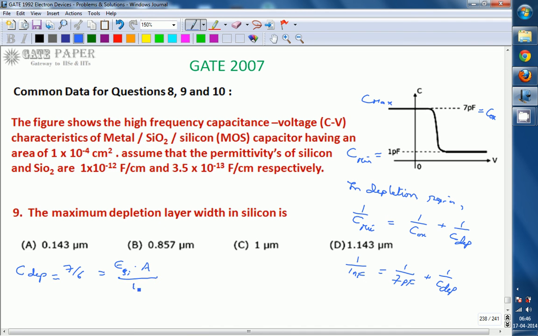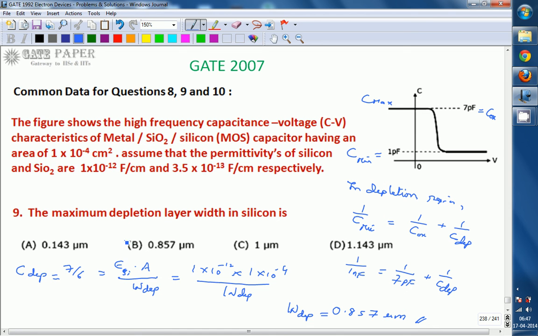the width of the depletion region, which is W depletion. Here epsilon silicon is given as 1 into 10 power minus 12, and the area is given as 1 into 10 power minus 4 centimeter square, divided by W depletion, is equal to 7 by 6. From this we can calculate W depletion as 0.857 micrometers. So the right option for this question is B.